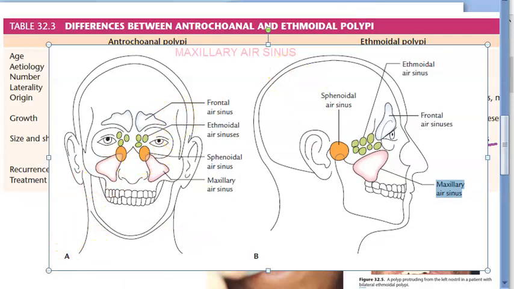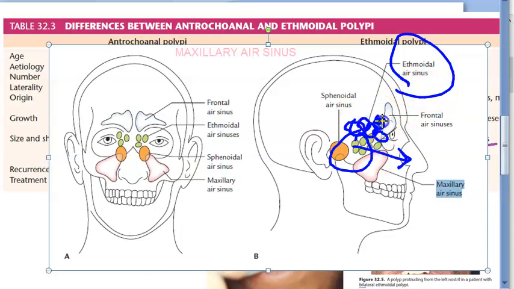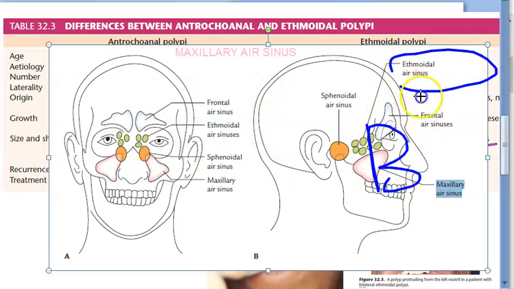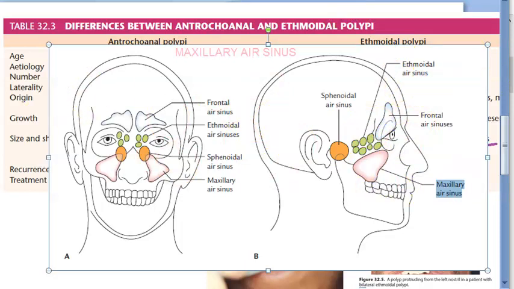So, where is the ethmoidal sinus? See, ethmoid sinuses are here in green, right? So, from here it will grow how? Anteriorly it will grow. From here it will grow anteriorly. So, that will become ethmoidal polyp, okay? And this one will be multiple. And it will be bilateral also, remember this ethmoidal polyp, okay?